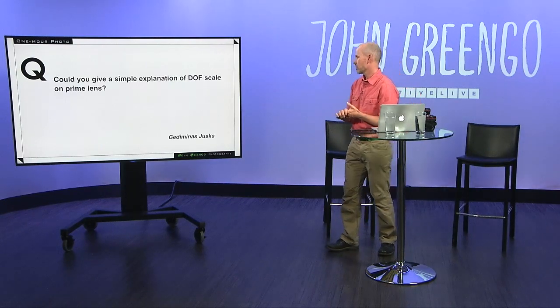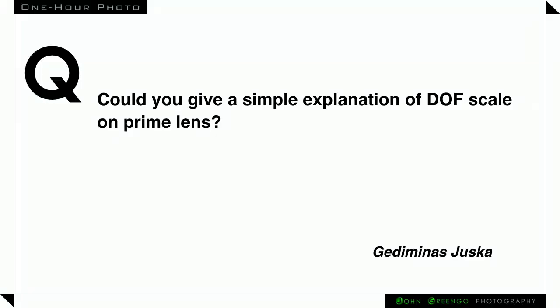All right, next question comes from Jadimas Juska. Could you give a simple explanation of depth of field scale on a prime lens? And so, a simple explanation. Okay, that's a little challenging.